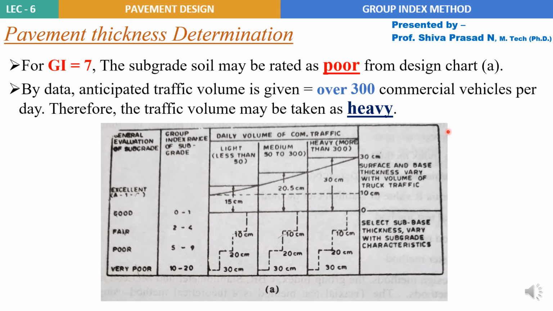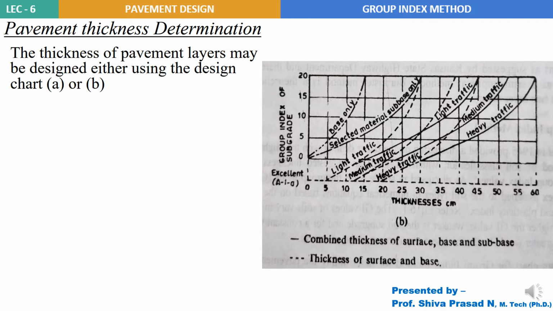But there is another convenient way, that is another graphical representation. I will be using that representation for obtaining the final pavement thickness. Now on choosing the traffic category as heavy traffic and having calculated the group index value equal to 7, let me use this chart B for obtaining the overall pavement thickness. So to begin with, this is the design chart B.